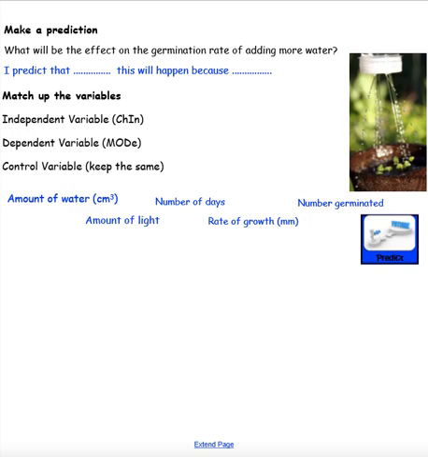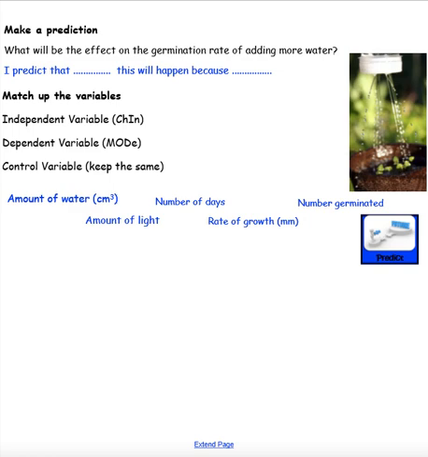So the variable we change is our independent variable. We can use the word chin to help us remember that. CH for change, IN for independent. The dependent variable is the one we measure or observe. We can use mode to help us remember that, measure, observe, dependent, and the control variables are the ones that we keep the same.